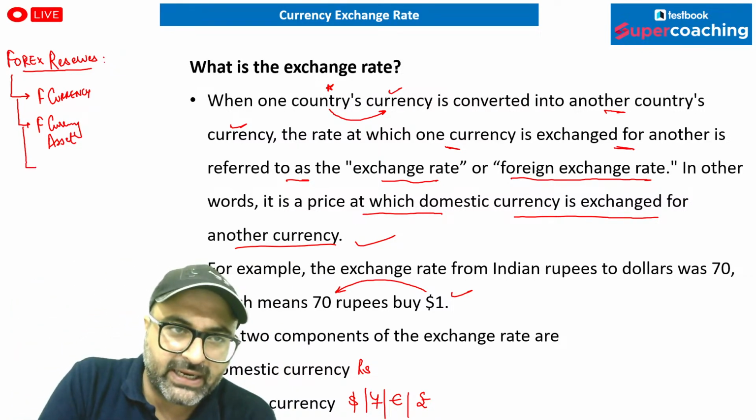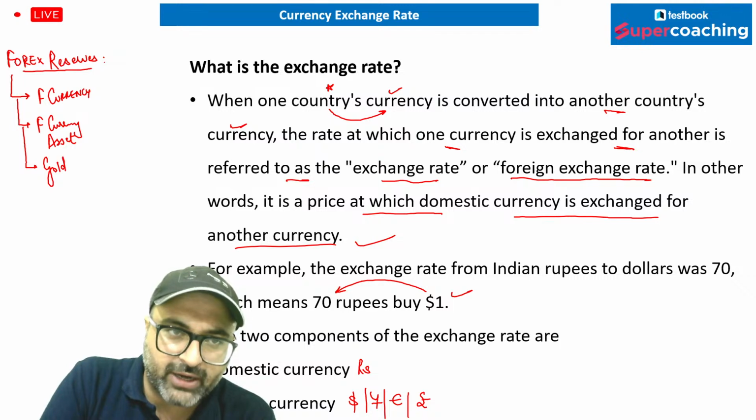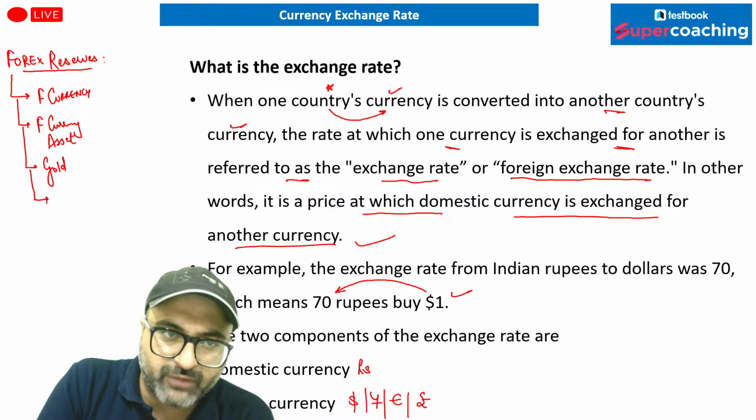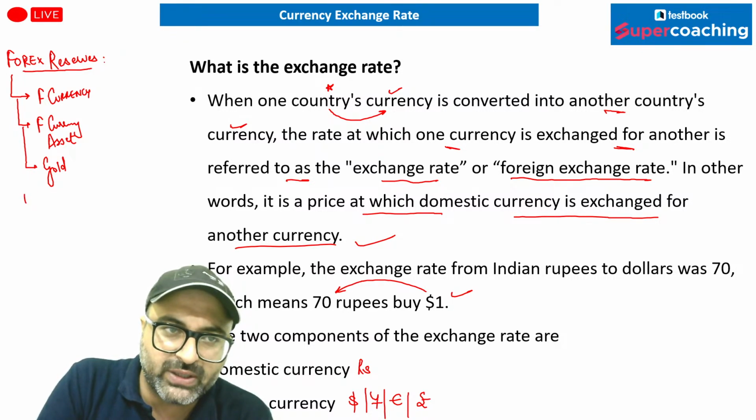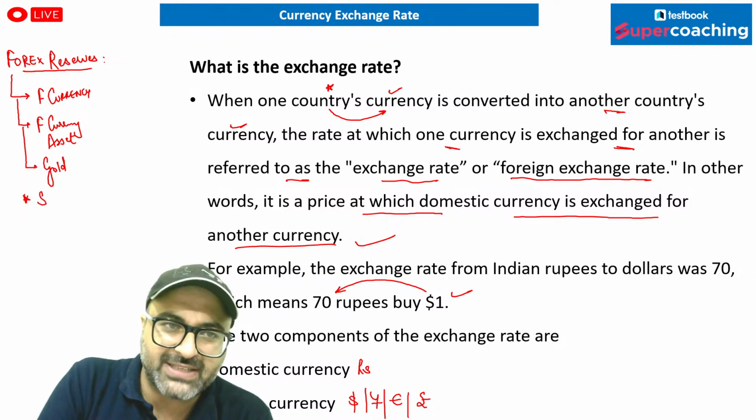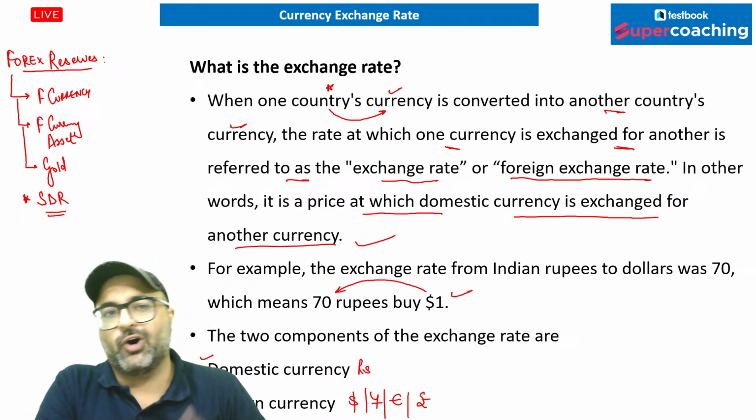Then it is maintained in the form of gold, and along with the gold, one of the reserves which we include in this is SDR, special drawing rights, which we have or which a nation has on IMF.